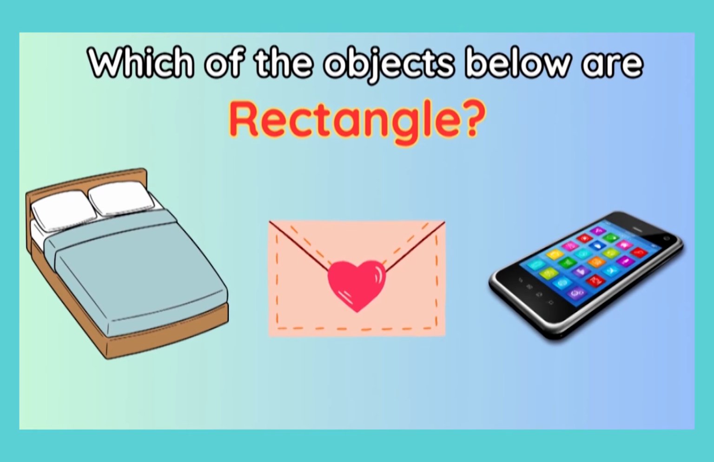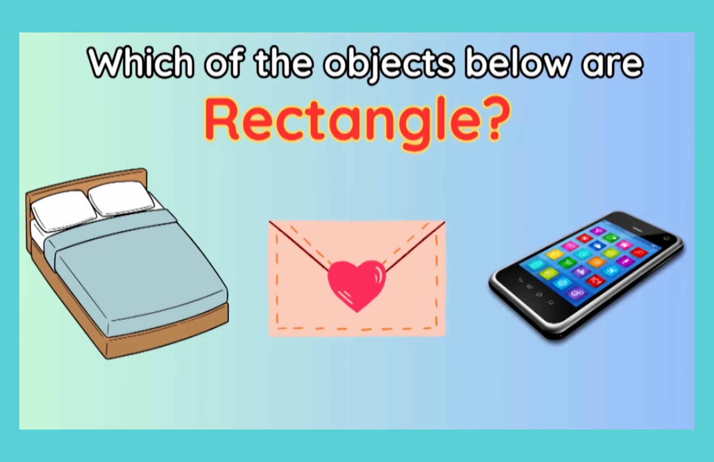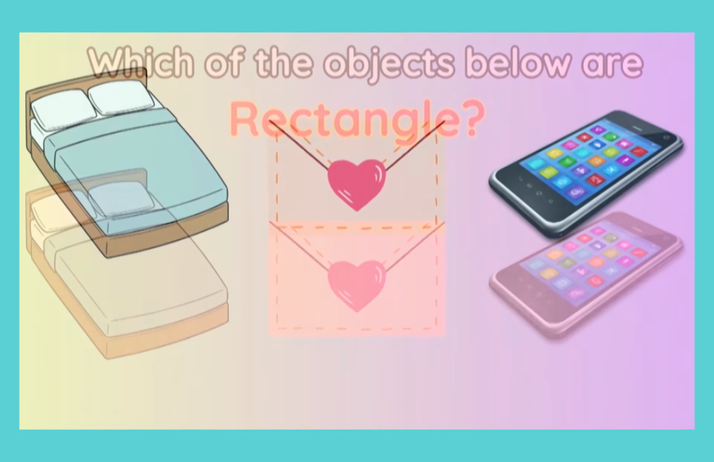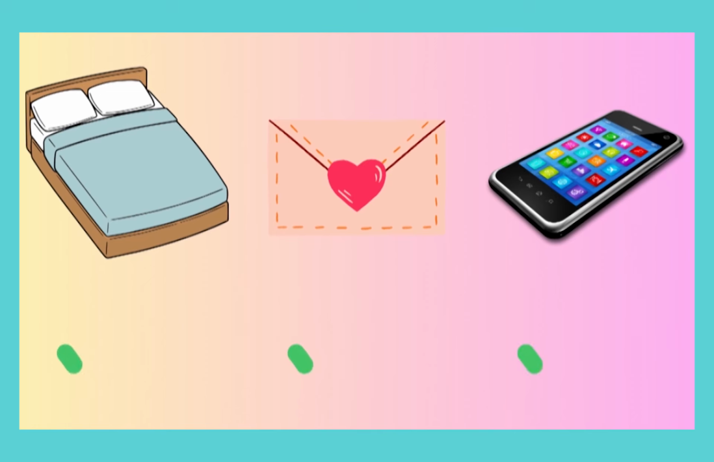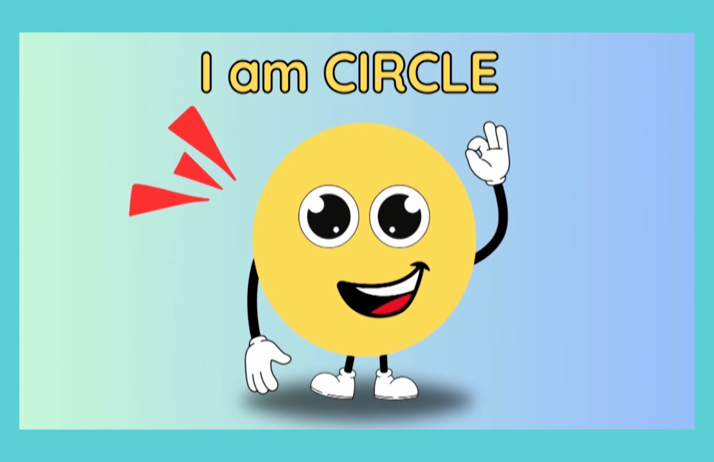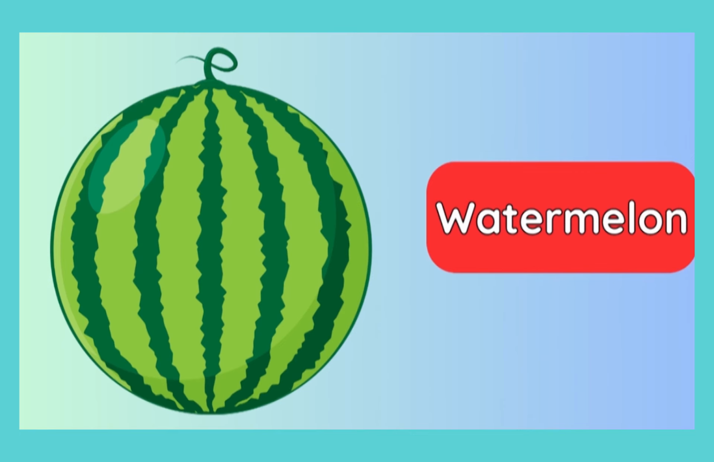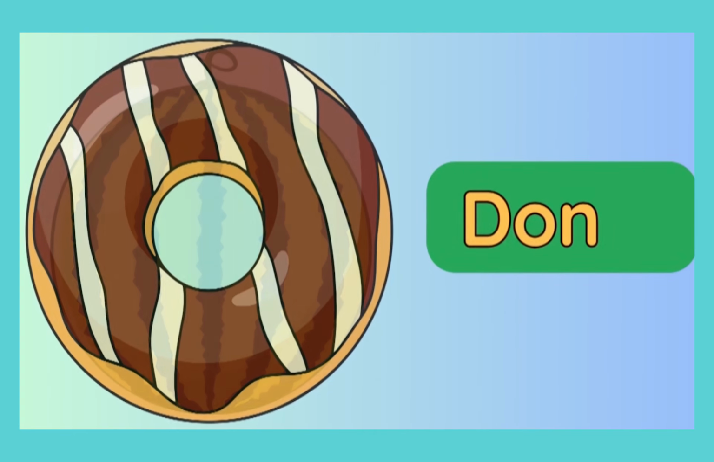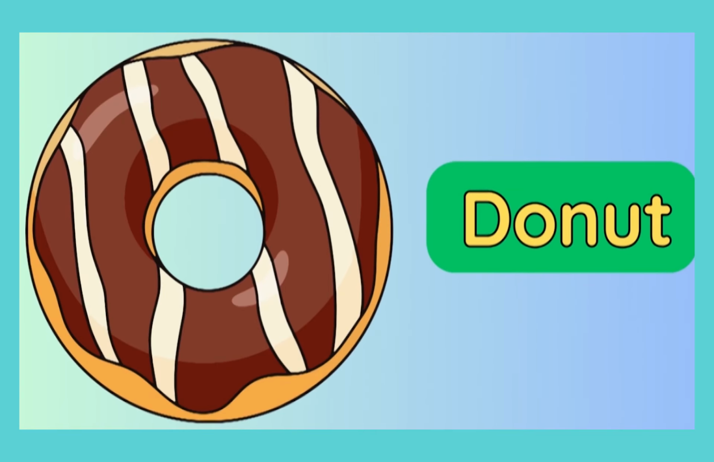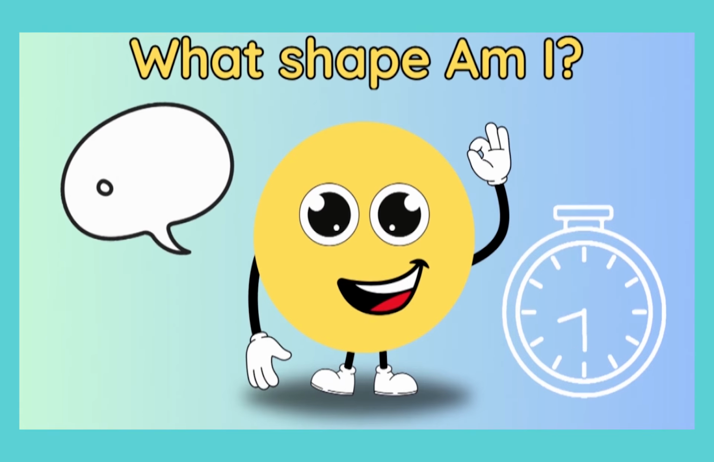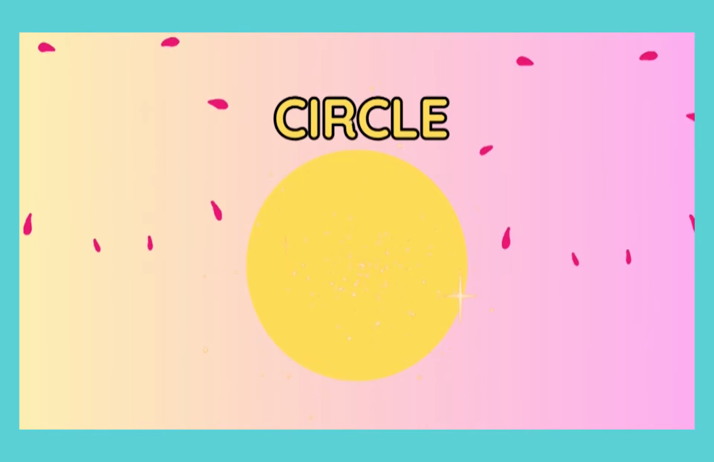Which of the objects below are rectangle? Bed, envelope, and cell phone are the correct answers. I am circle and I don't have corners. Yarn is a circle. Watermelon is circle. Donut is circle. What shape am I? Circle. Very good.